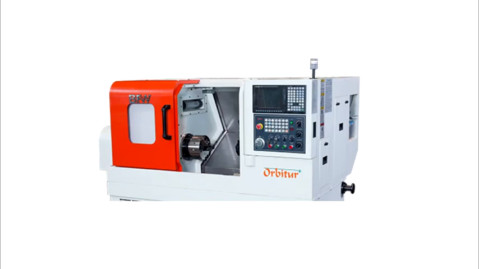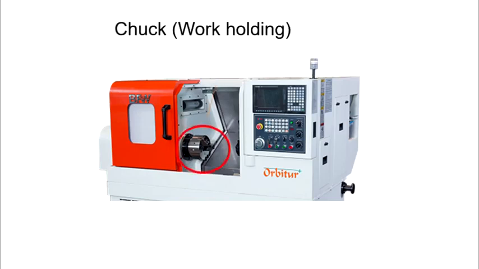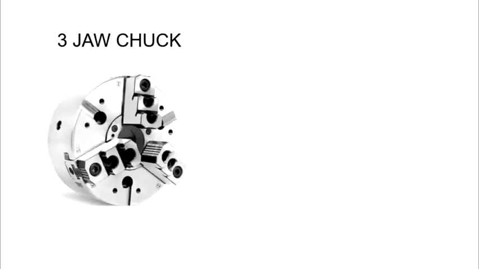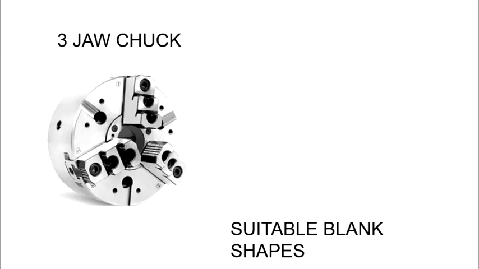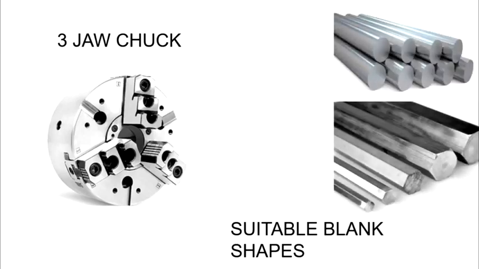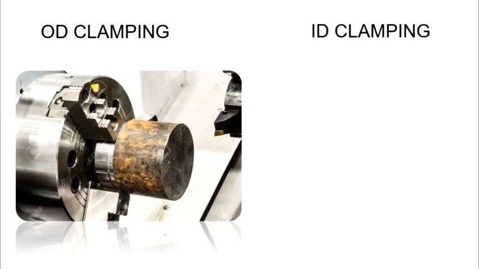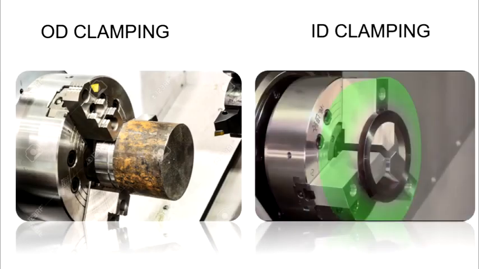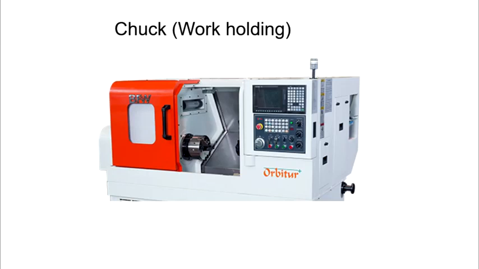The third part is the work holding device. Normally, 3-jaw hydraulic chucks are widely used for clamping the jobs. Cylindrical and hexagonal shapes can be easily held in the chuck. We can use the chuck in two modes: OD clamping and ID clamping. According to the workpiece shape and the process, other work holding devices can also be used in a CNC lathe, such as collet, faceplate, or a special fixture.